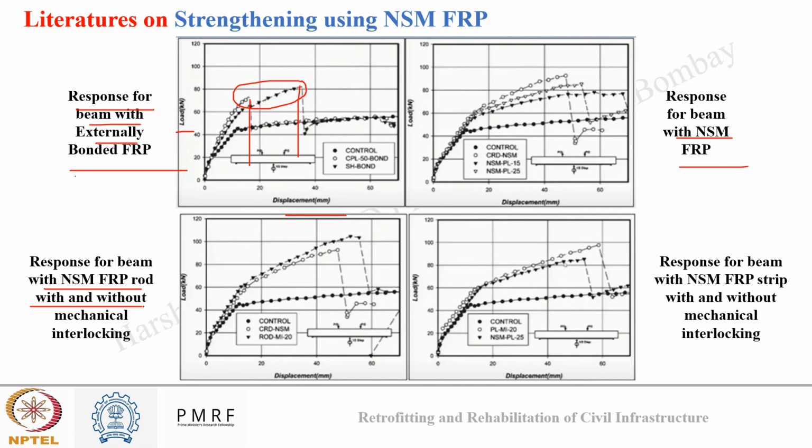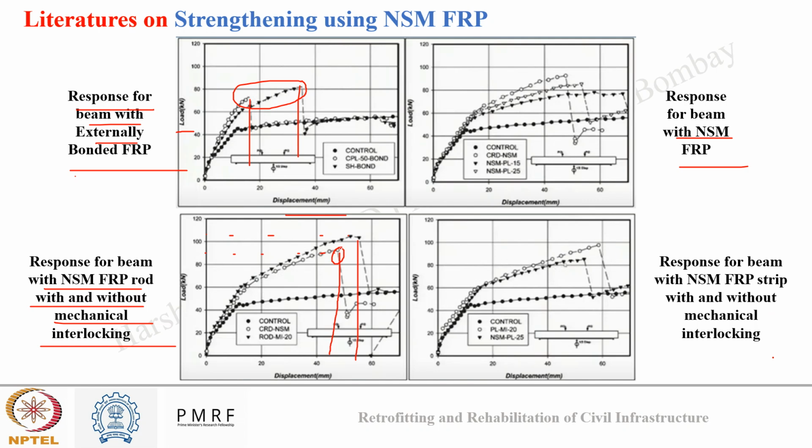This was with NSM FRP with and without mechanical interlocking, that is anchorage. So here you can see with mechanical interlocking, it was able to take higher load and it was deflecting a little more before failure. Compared to that, the NSM assembly without mechanical interlocking was not taking as much load as the mechanical interlocking one, and it was giving a lower deflection before failure also. So with anchorage or with the mechanical interlocking, we were able to increase the load carrying capacity, and it was giving more significant deflection also before failing.